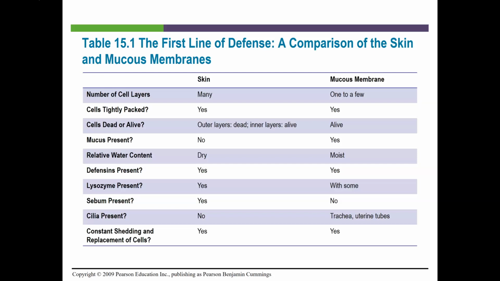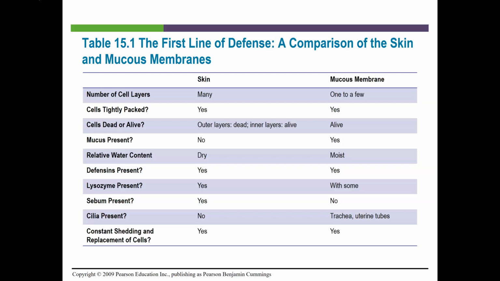In Chapter 15, Table 1 compares the skin and the mucous membranes. The skin provides a more formidable barrier for a lot of pathogens compared to the mucous membranes, and you can see some of the reasons why.